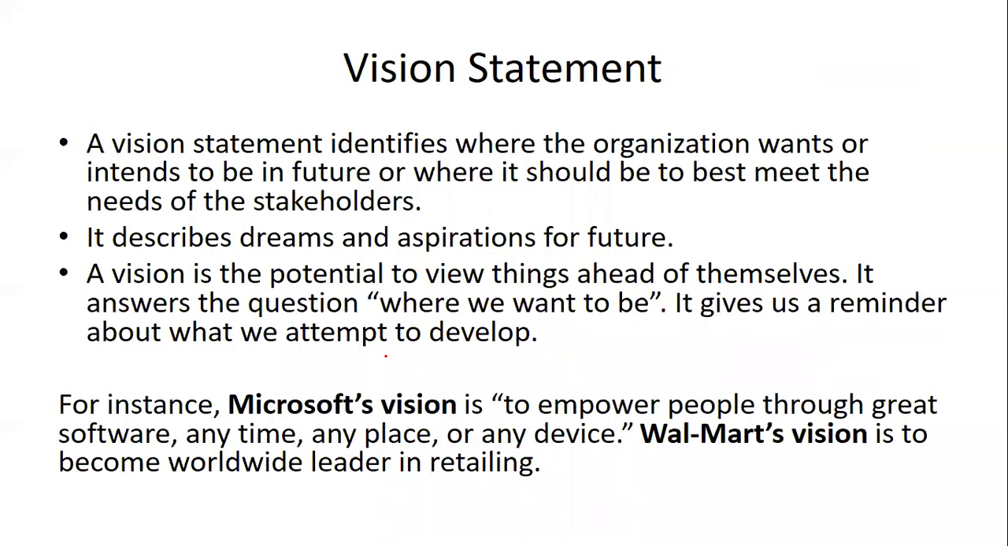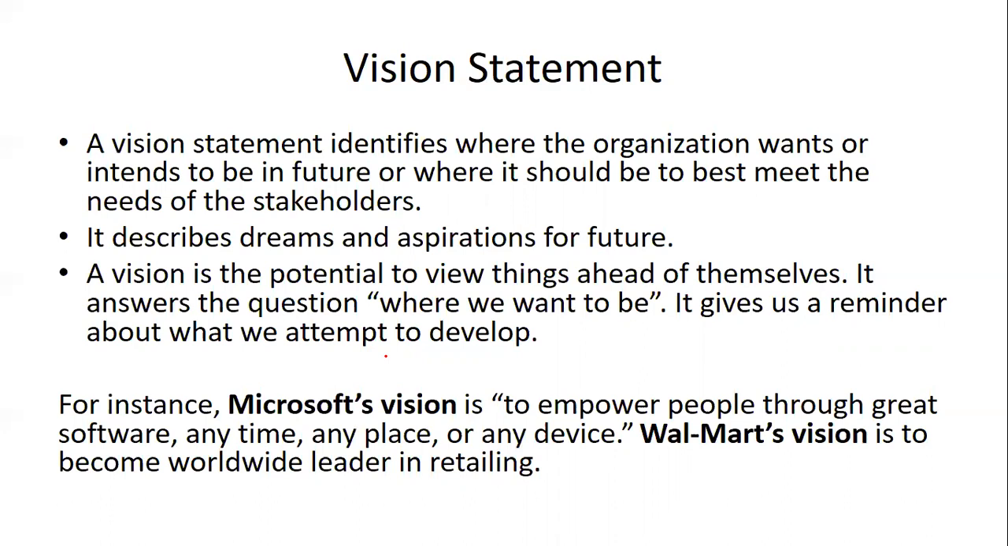Second one we have is the vision statement. So what is the vision statement? It is the one which identifies the organization's wants in the future. So it should definitely be the best, it should meet the needs of the shareholders. So it describes dreams and aspirations for the future of the organization. The vision is the potential view to see things ahead of themselves. So it is basically a foresight, you can say.